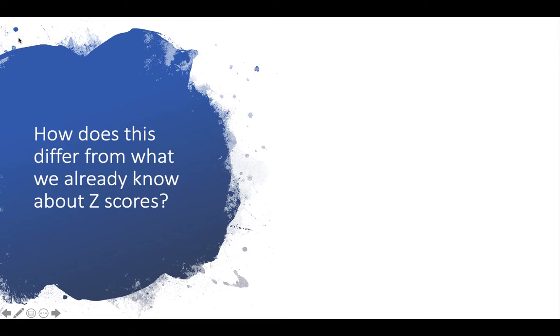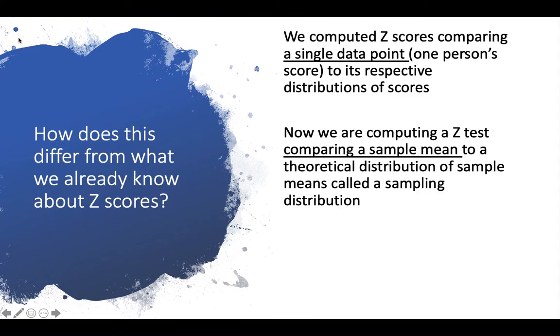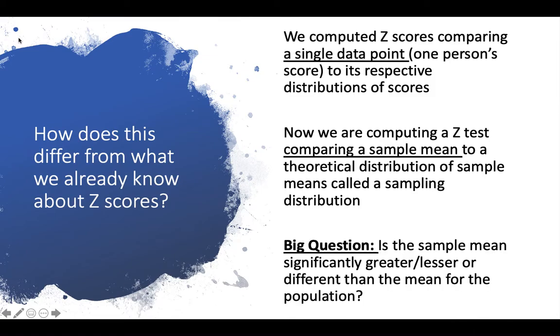So let's look at these side by side. We computed z-scores comparing a single data point, one person's score, to its respective distribution of scores within that sample. Now we are computing a z-test, comparing a sample mean to a theoretical distribution of sample means called the sampling distribution. We're trying to determine, is our sample mean significantly different, significantly greater, or significantly lesser than the mean for the population?